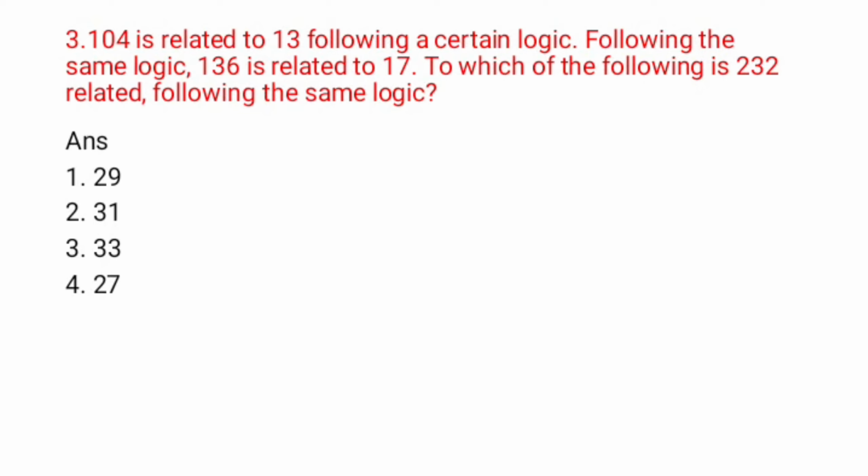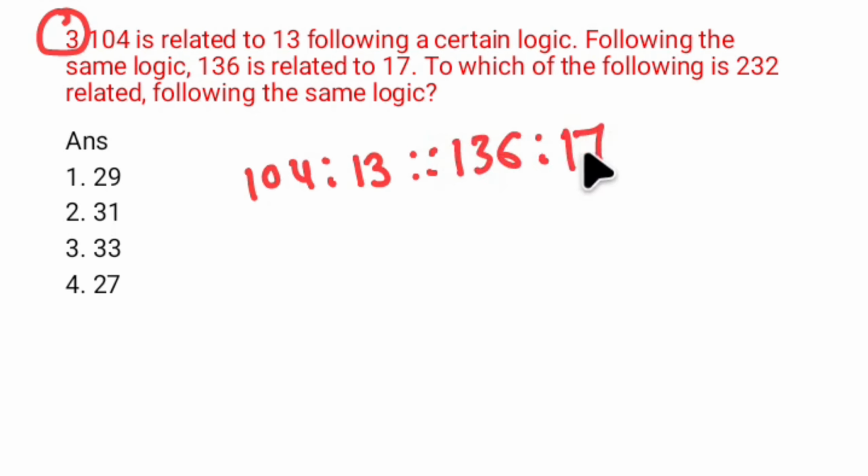And moving forward, question number 3: 104 is related to 13. The question is saying 104 is related to 13 following a certain logic, and following the same logic, 136 is related to 17. To which of the following is 232 related? So we have to find out 232. Whatever the pattern or logic applicable for these two, the same logic will be applicable here as well.